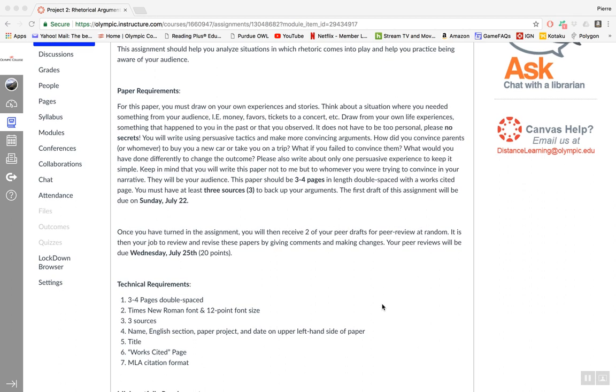For this paper, you must draw on your own experiences and stories. Think about a situation where you needed something from your audience: money, favors, tickets to a concert, etc. Draw from your own life experiences, something that happened to you in the past or that you observed. It does not have to be too personal, so please, no secrets. You will write using persuasive tactics and make more convincing arguments.